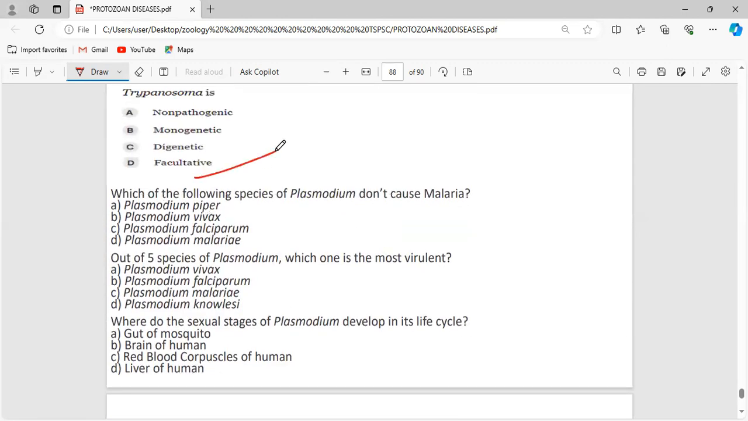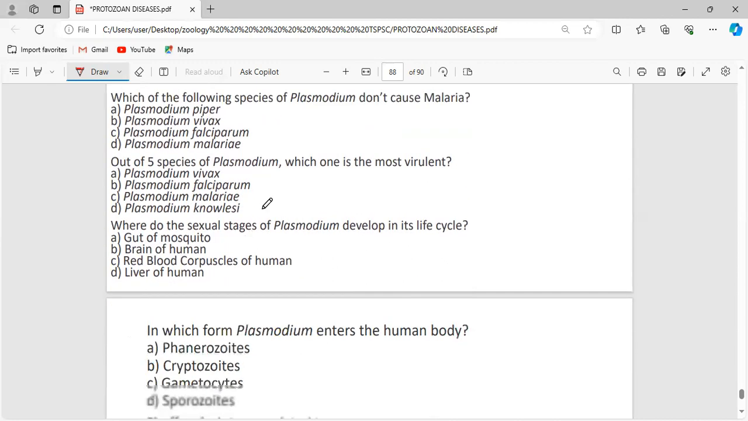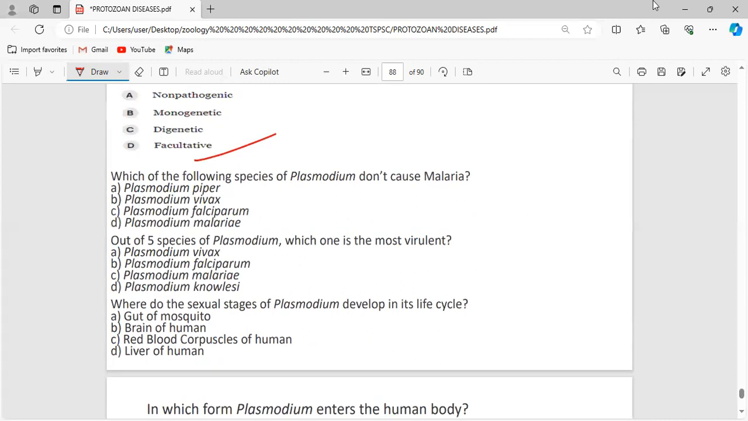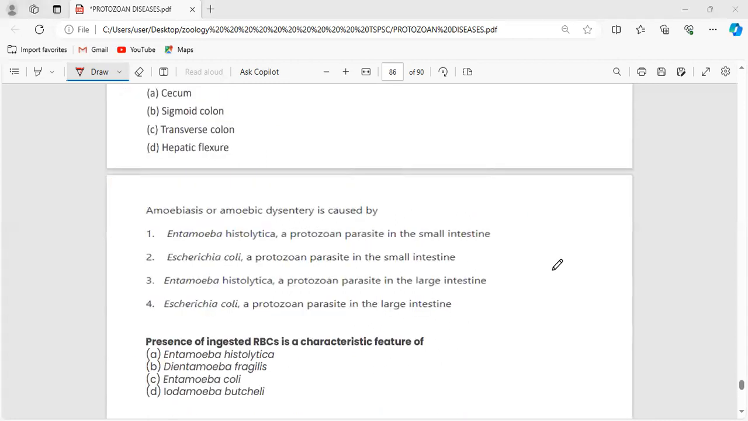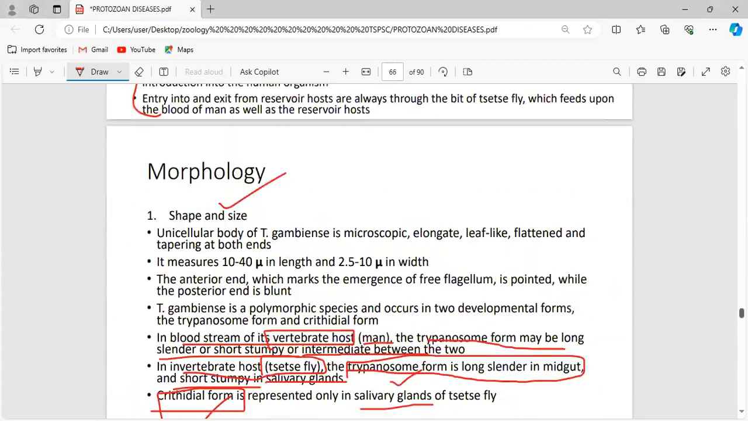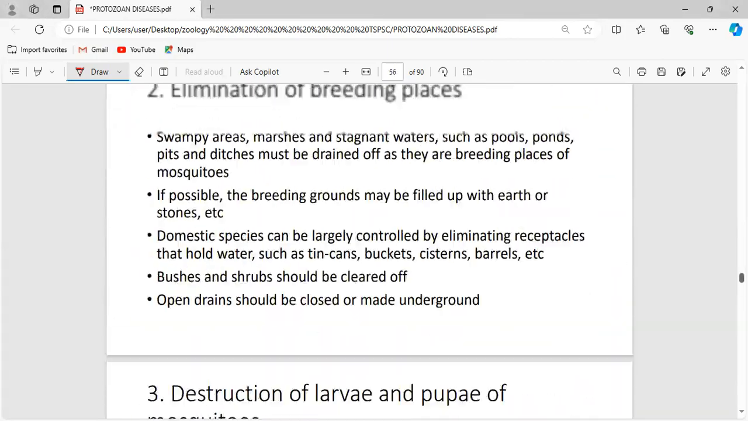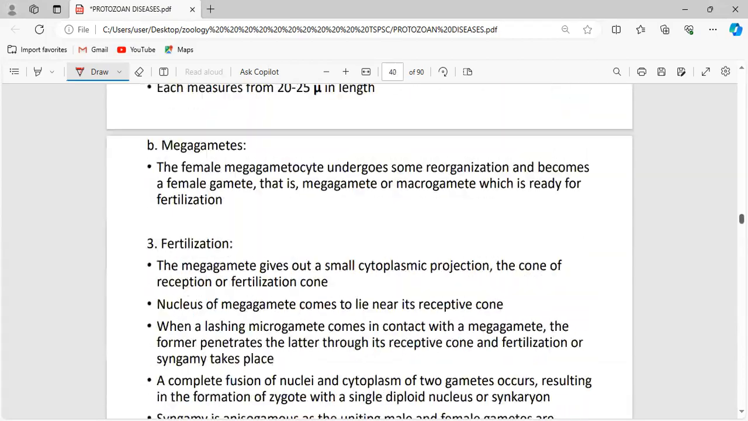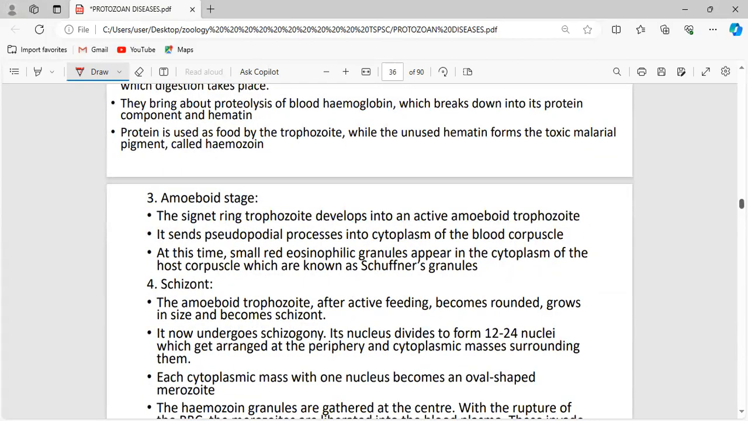Okay, that's all about the questions regarding the Trypanosoma gambiense, and these are all the questions for malaria. After finishing malaria, we'll discuss these questions. And if you have any doubts, you can ask me side by side. Now we are going to start the most important topic. This is malaria. And there is a lot to discuss in this.